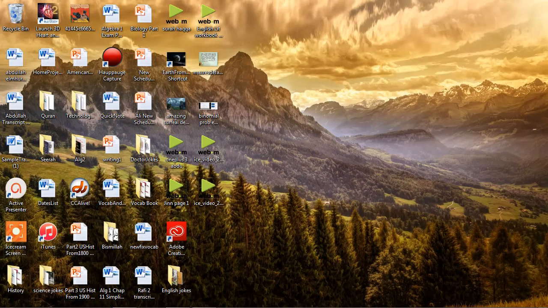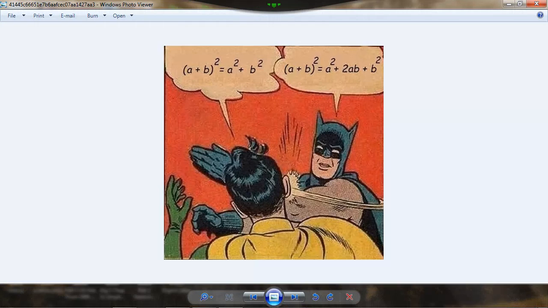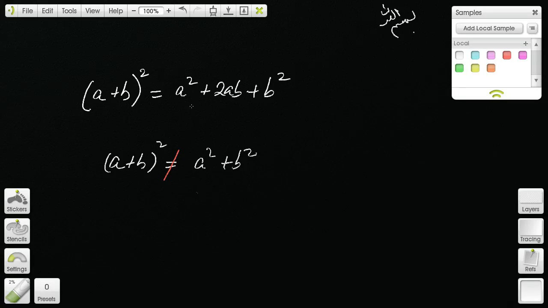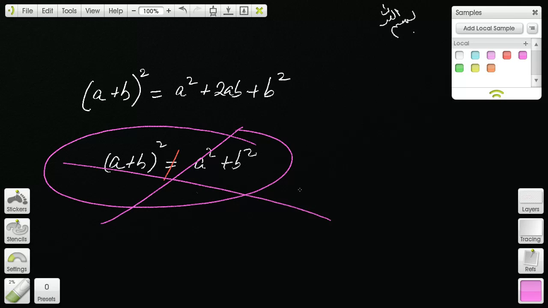Let me show you. See, Batman doesn't like that. A plus b squared is a squared plus b squared, that's what Robin says, and Batman says, no, Robin, that's wrong. So you must understand that this is the most common mistake. You can't do that.